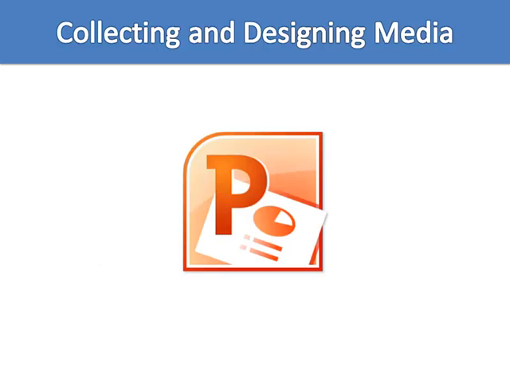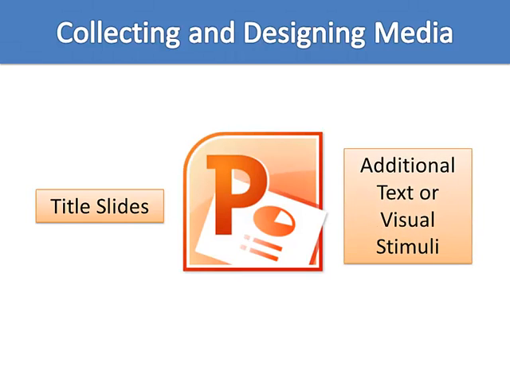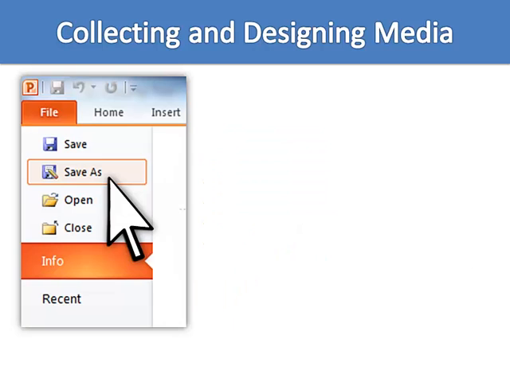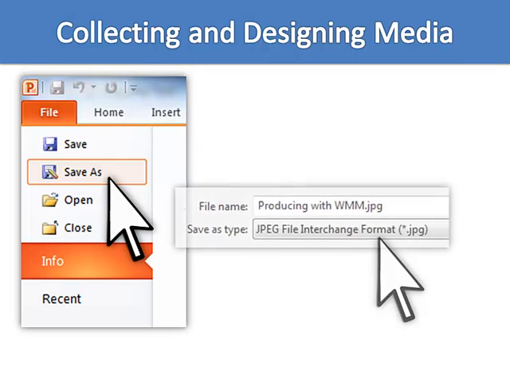PowerPoint is a common way to create high-quality slides for a variety of purposes. These may be titles to introduce different sections of your video, or they may simply be used to provide additional textual or visual information. PowerPoint slides can be saved as images by simply clicking the File menu, clicking Save As, and changing the file type to JPEG.